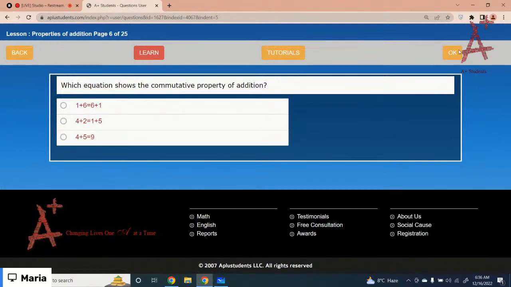What equation shows the commutative property of addition? Which one is commutative? Please focus on the lesson. Which option is the correct one? Yes, it is 1 plus 6 equals 6 plus 1.